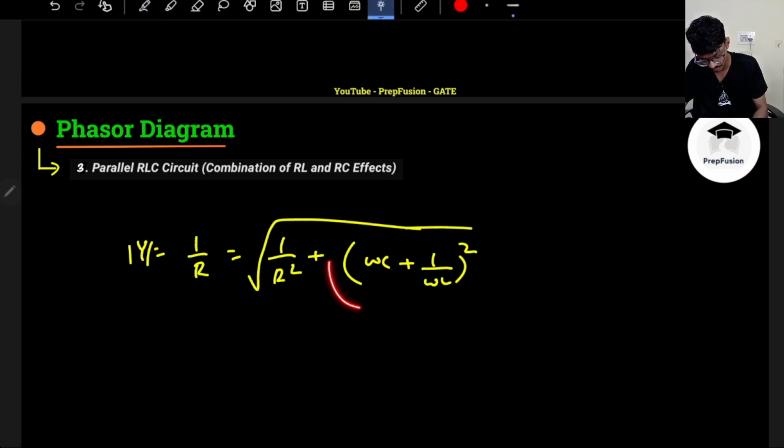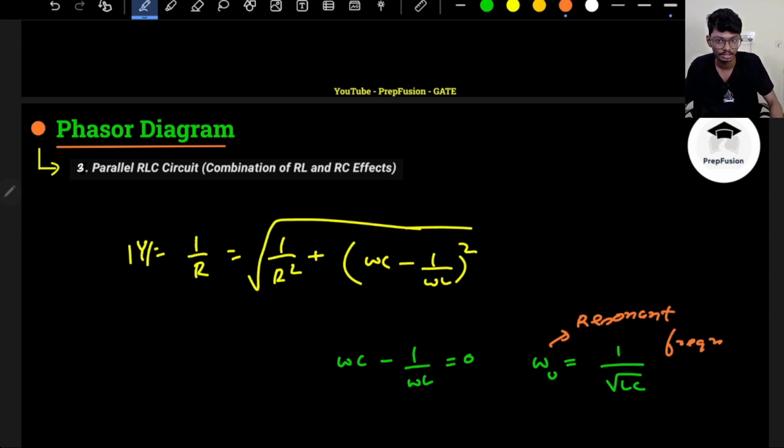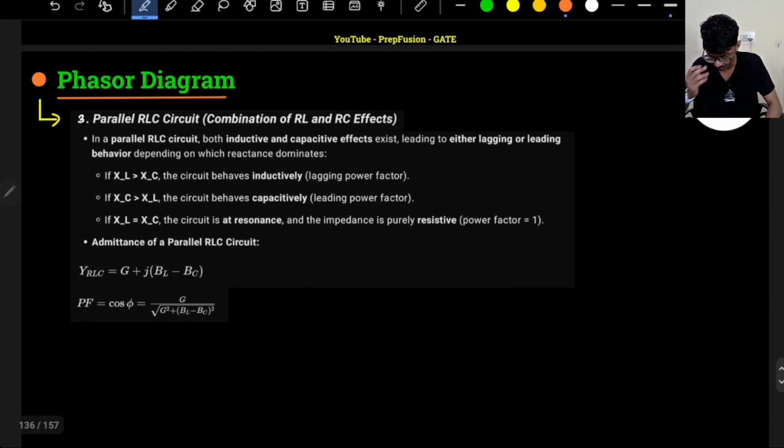So this term has to be 0. Imaginary component has to be 0. We will study this in resonance, that omega c minus 1 by omega l has to be 0. That means omega will be equal to 1 by under root LC. You ignore the negative solution because frequency has to be positive. So we write this as the resonant frequency, which we will learn in the next chapter. So this is basically the behavior of a parallel circuit.